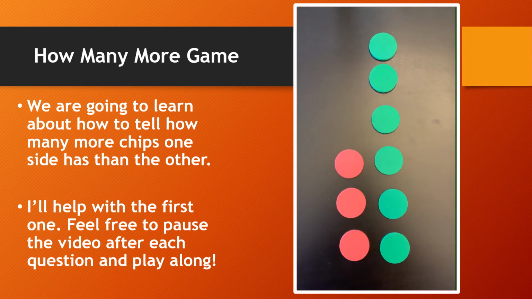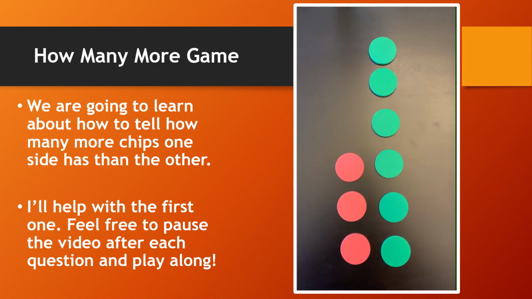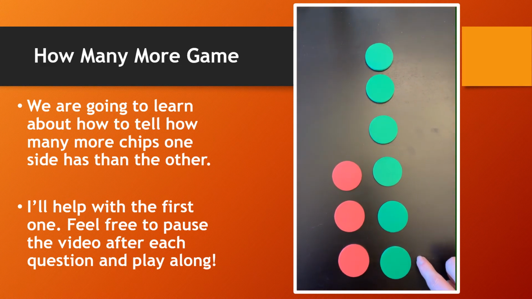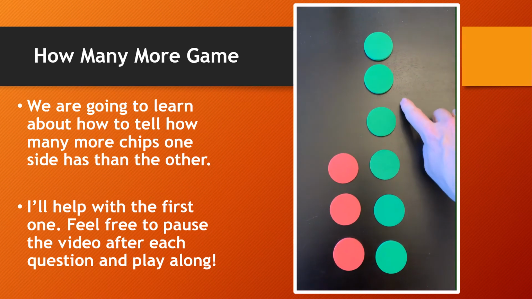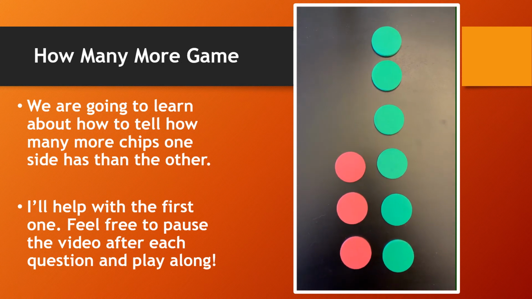We're going to play a new game now. How many more? How many more green chips does the green side have than the pink side? How many more? Let's see. They both have 1, 2, 3, but the green side has 1, 2, 3 more. Ready? Now it's your turn.